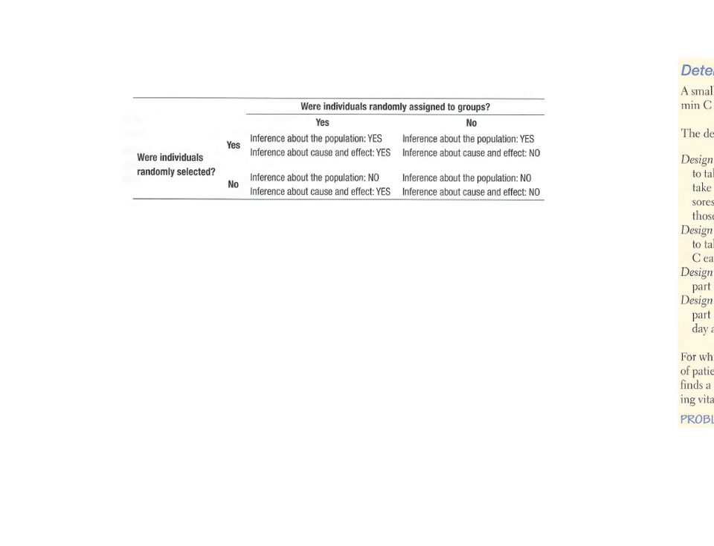So looking here across the top, we have, are the individuals randomly assigned to groups? Yes or no? And then on the side here we have, were the individuals randomly selected? So if you get yes to both of those, randomly assigned to groups and randomly selected, you can make inference about the population, because that would be your randomly selected part. And if they're randomly assigned to groups, I can make inference about cause and effect. So this tells us if I can make inference about the population. This tells me if I can make inference about cause and effect.